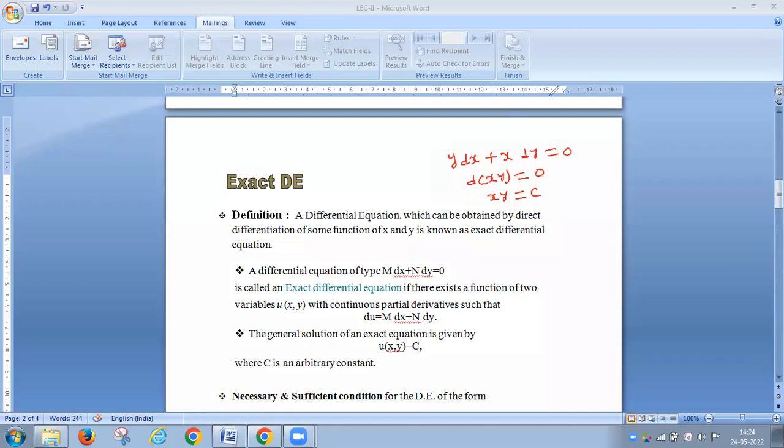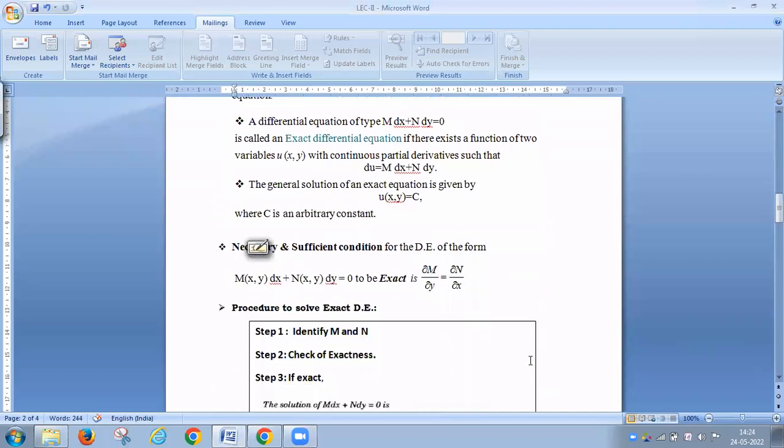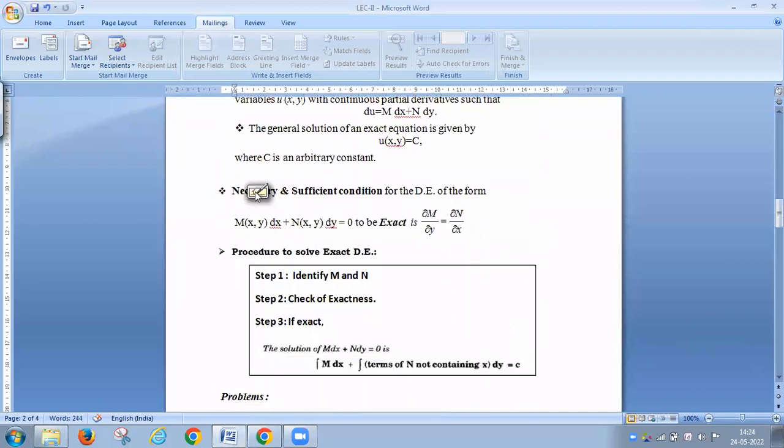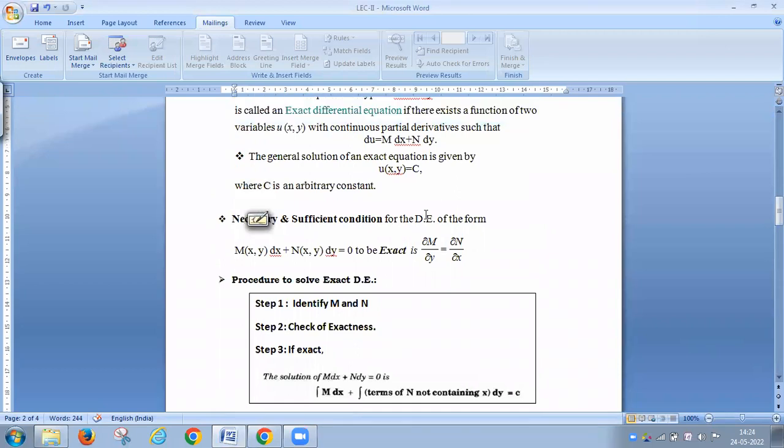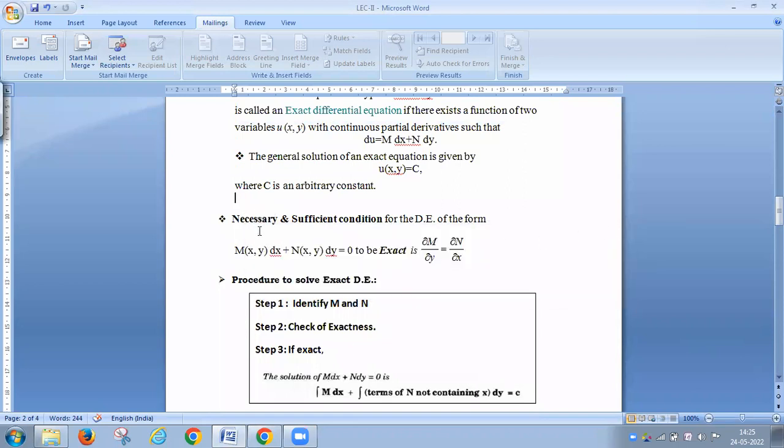Now, look at the necessary and sufficient condition for a differential equation to be exact. A differential equation of the form m dx plus n dy equal to 0 is said to be exact. Here m is a function in x and y, and n is also a function in x and y.